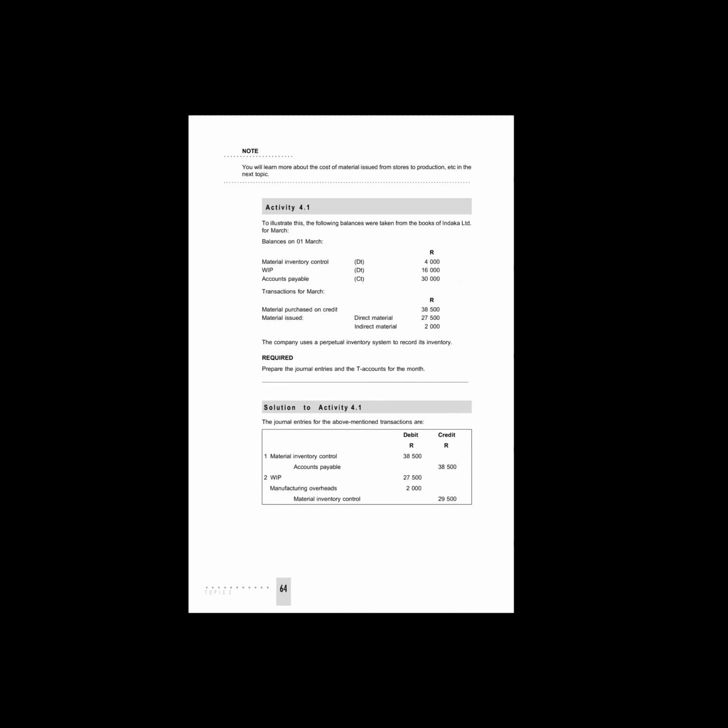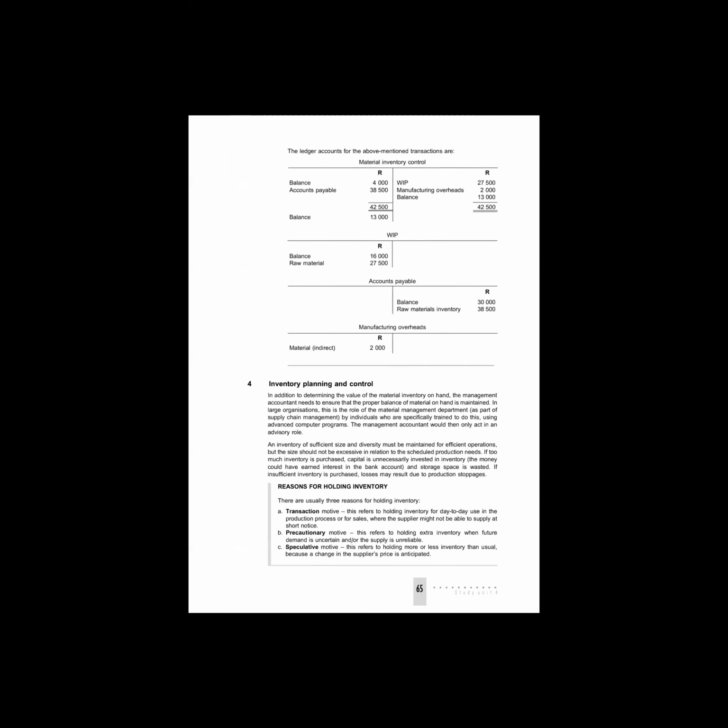So you're basically going to debit your work in progress, and then you credit your materials inventory account, and then you debit again your manufacturing overheads and credit your materials inventory account. Very straightforward there. So these are the T accounts for that.